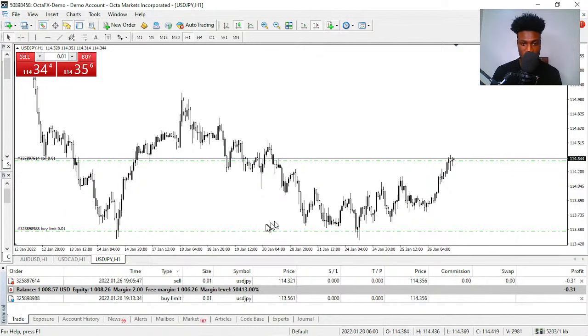For sell limit is the opposite, right? For sell limit, you're placing your pending order above the current market price, expecting market price to get to your entry point for your sell limit, activate and move downwards, right? So let me give you guys an example.